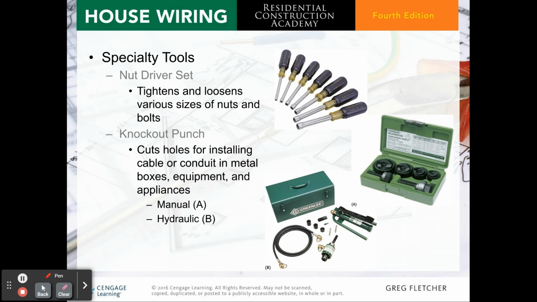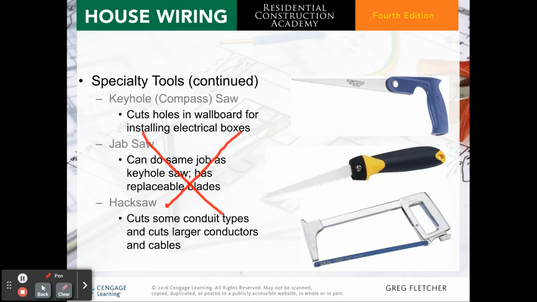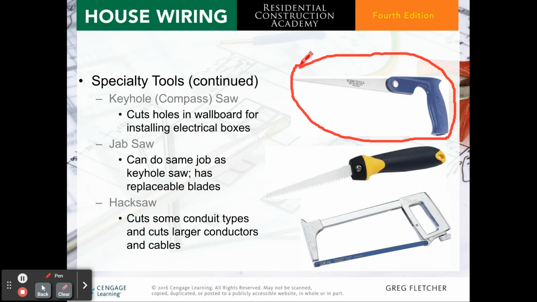Some specialty tools. Here you'll see a nut driver set, which tightens and loosens various sizes of nuts and bolts. A knockout punch, we will not be using in this class. A keyhole or compass saw. This one you should be familiar with from carpentry. A jab saw, same. So you can see a lot of the tools carry over. A hacksaw cuts some conduit types and cuts larger conductors and cables.